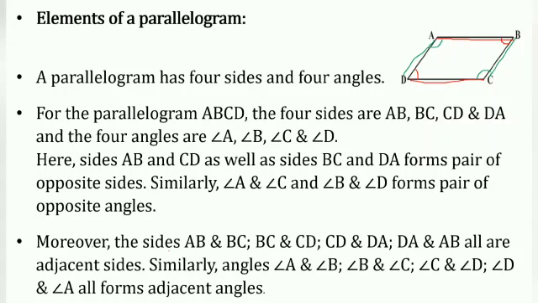Apart from this, the sides AB and BC, BC and CD, CD and DA, and DA and AB are all adjacent sides. Now we are talking about adjacent sides, which I am showing with blue color. AB is adjacent to BC. Same way, BC is adjacent to CD, CD is adjacent to DA, and DA is adjacent to AB.